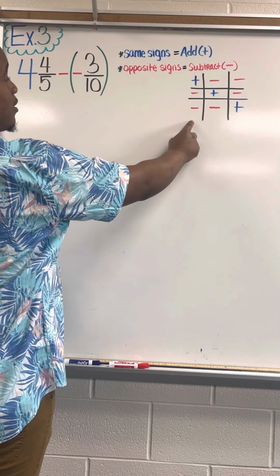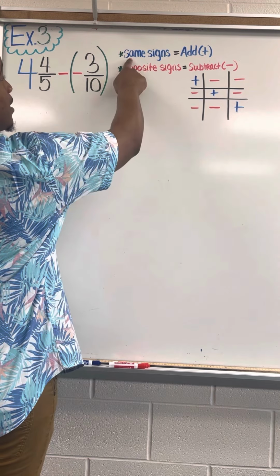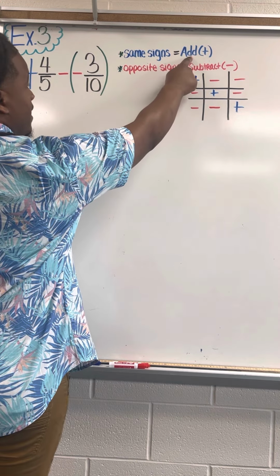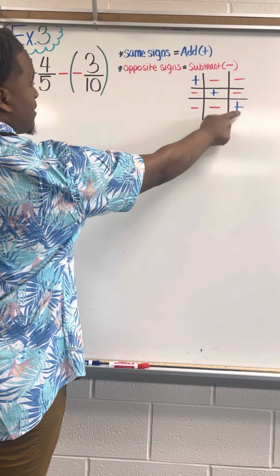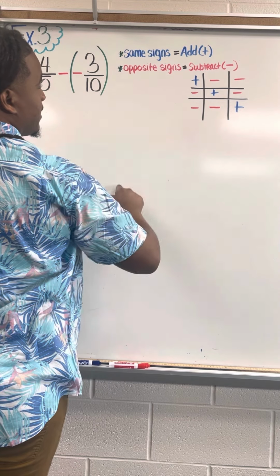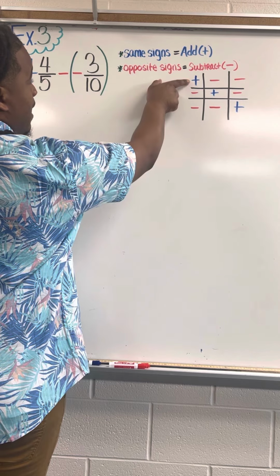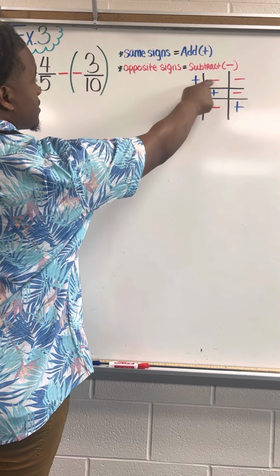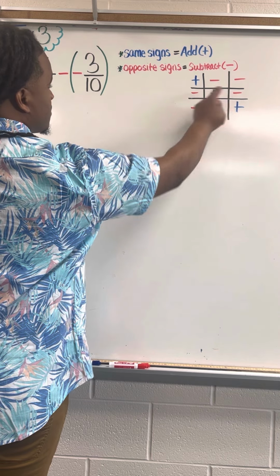I always draw the tic-tac-toe tool because, once again, whenever we have the same signs, we add, right? So if we go in a diagonal, if I had two positive fractions, I'm going to add at the end. If I have two negative fractions, I'm going to add at the end. But if they have opposite signs, we subtract. So if I have a positive fraction and a negative fraction, I'm going to subtract. If I have a negative fraction and a positive fraction, I'm going to subtract.